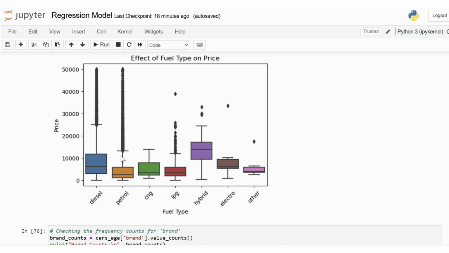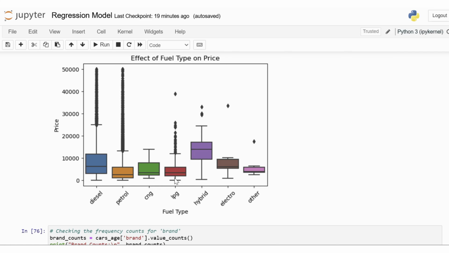The petrol cars have a lower median price compared to diesel cars. The interquartile range is narrower, suggesting less price variation compared to diesel cars. There are still many outliers. The median price for CNG cars is lower than both petrol and diesel cars. The IQR is relatively narrow, indicating less price variation. And no outliers are present.